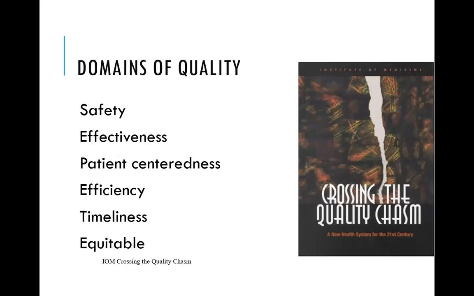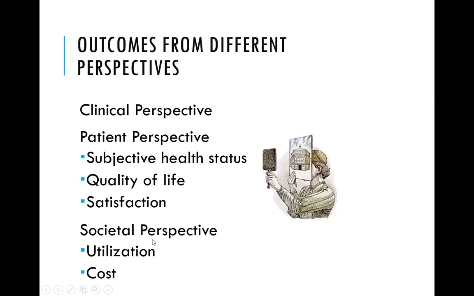Now, these are the various domains of quality that we would like to assess for an outcome. These would be the safety of the intervention, the effectiveness of the intervention, whether this intervention is patient-centered, is it efficient, what is the timeline where this is efficient, and the cost, the dollar, the last one, is it equitable? So all these things do come into play.